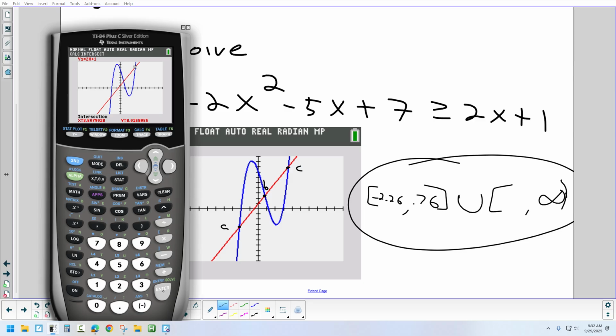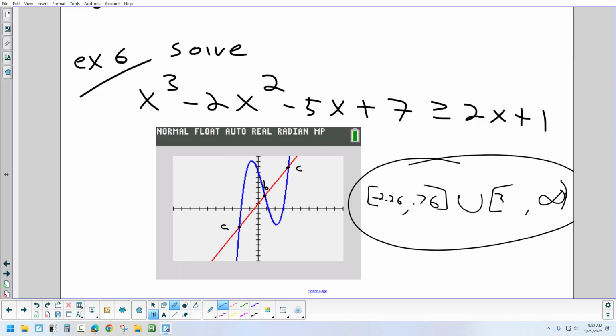3.51. So if you plug in an x value between negative 2.26 and 0.76, you will be somewhere on this section, which makes the cubic above or equal to the linear. And then if you pick a value that's 3.51 or higher, you will be on this section.